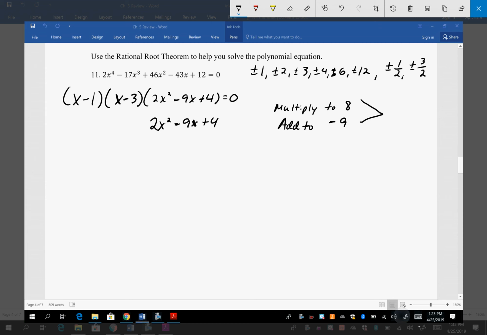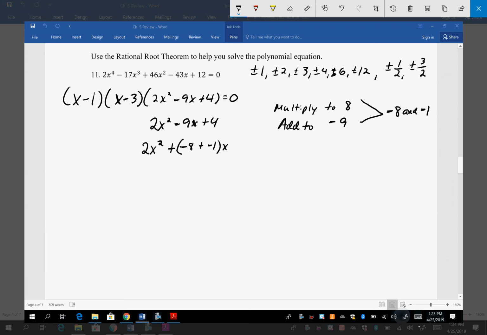Eight and 1 is what most students say, but that won't give me negative 9. Negative 8 and negative 1. Because when you multiply the negative and the negative, it will become positive. But when you add them, you get negative 9. Now watch how I write it. The 2x squared is the same, but then I want you to write plus, and in parentheses, negative 8 plus negative 1, close it, times x.